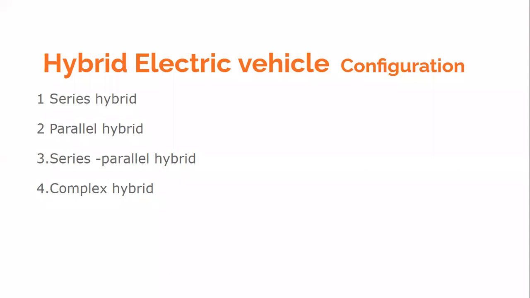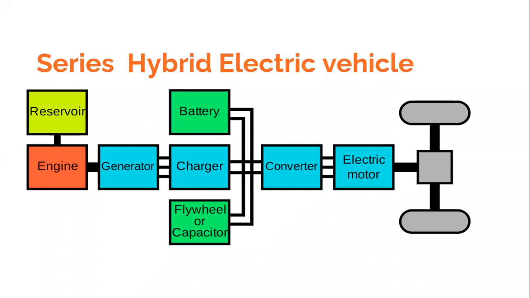So what are those four configurations of hybrid systems? They are series hybrid, parallel hybrid, series parallel hybrid, and complex hybrid. So we will be discussing these configurations one by one. The first we will be discussing is the series hybrid. Look at the figure over here.